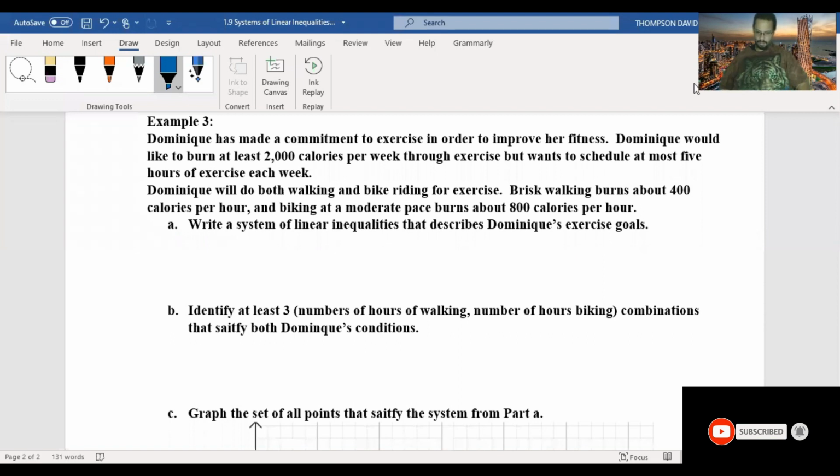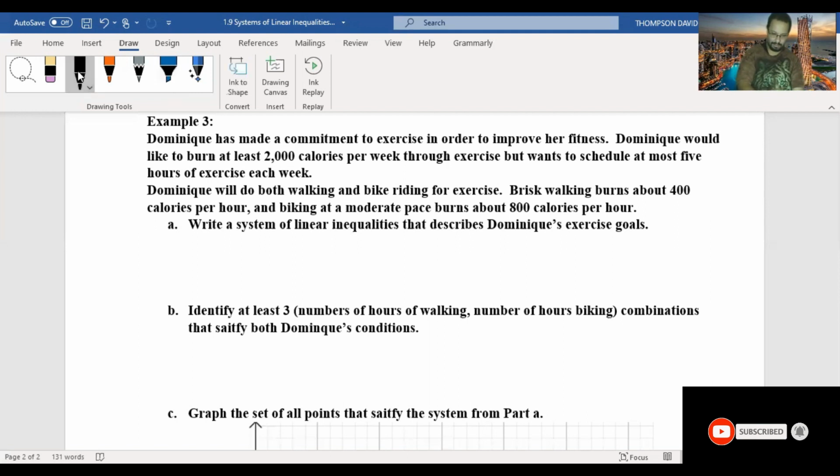Example 3. Dominique has made a commitment to exercise in order to improve her fitness. Dominique would like to burn at least 2,000 calories per week through exercise, but wants to schedule at most 5 hours of exercise for each week. Dominique will be doing both walking and bike riding for exercise. Brisk walking burns about 400 calories per hour, and biking at a moderate pace burns 800 calories per hour. Write a system of linear inequalities that describes Dominique's exercise goals.